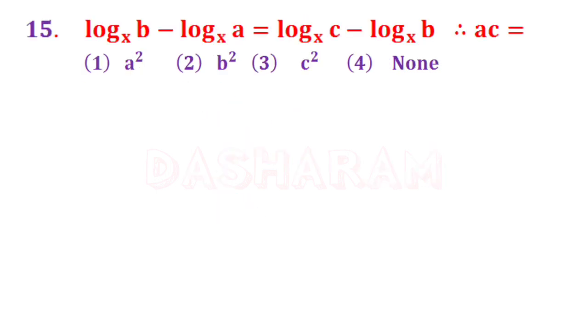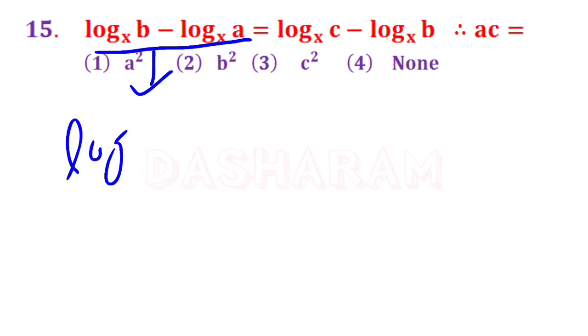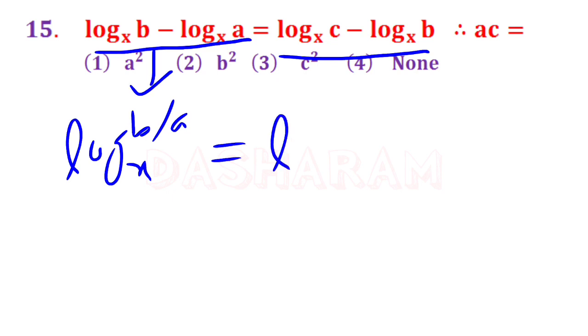15th question: log b base x minus log a base x equals log c base x minus log b base x. Then what is a into c? Here, log b base x minus log a base x, we can apply the formula. So that is log b by a base x. It equals, similarly, log c base x minus log b base x, which is also the same as the LHS. So log c by b base x. So observe very clearly, on the left side and right side we have the same logarithm with base x.